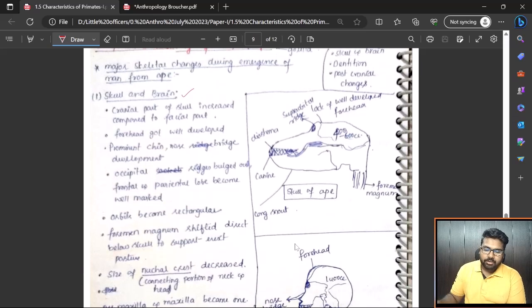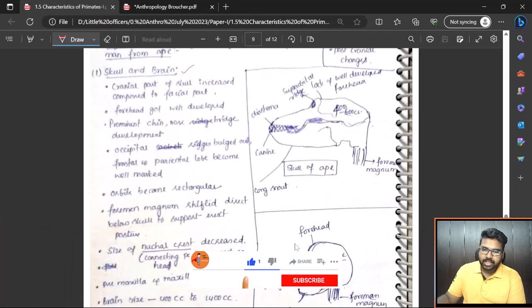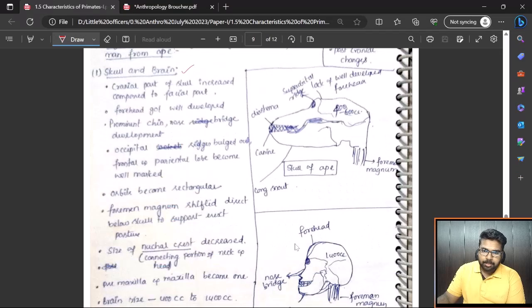Okay. First of all, the cranial part of the skull increased relative to the facial part. This is the skull of the ape and this is the skull of human. In the skull of the ape, if we divide this into two portions, this portion is called the cranial skull, or you can call it the brain portion. That is the reason why we are calling it cranial skull. Now, this portion is called facial skull. That's where our face is present.